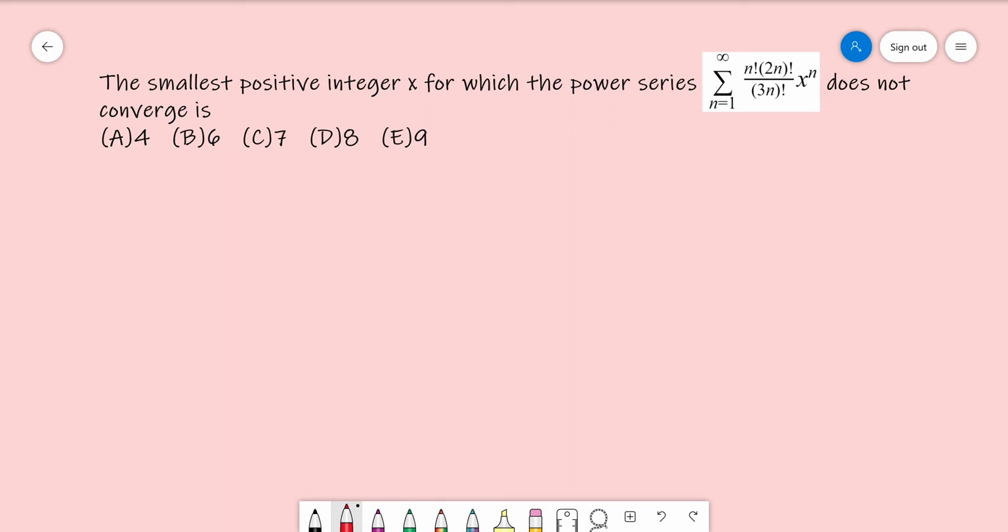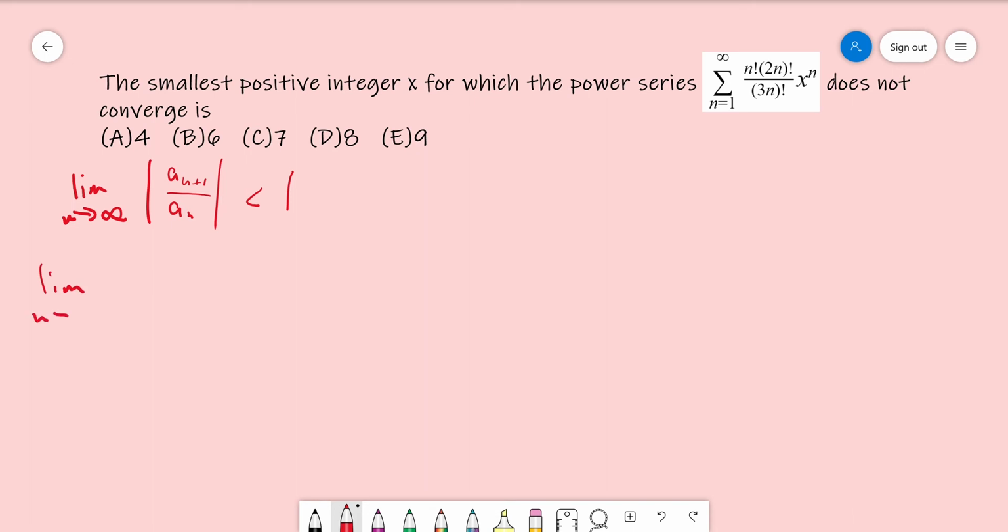And so I'll just remind you that the ratio test, in order to use it, you have to take the limit as n goes to infinity of the absolute value of the n plus 1th term divided by the nth term. And if this is less than 1, then the series converges. So you have to make sure that the limit of the ratio is less than 1. So let's write what this ratio is here.